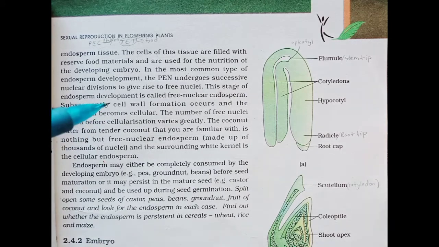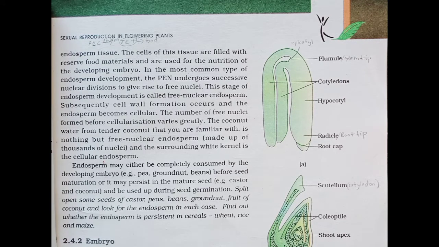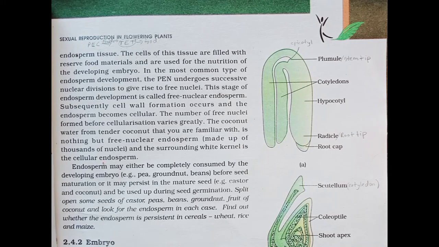and that is why endosperm development precedes embryo development. And in the most common type of endosperm development, the primary endosperm nucleus undergoes successive nuclear divisions to give rise to free nuclei. This stage of endosperm development is called free nuclear endosperm. Subsequently, cell wall formation occurs and the endosperm becomes cellular. The number of free nuclei formed before cellularization varies greatly.